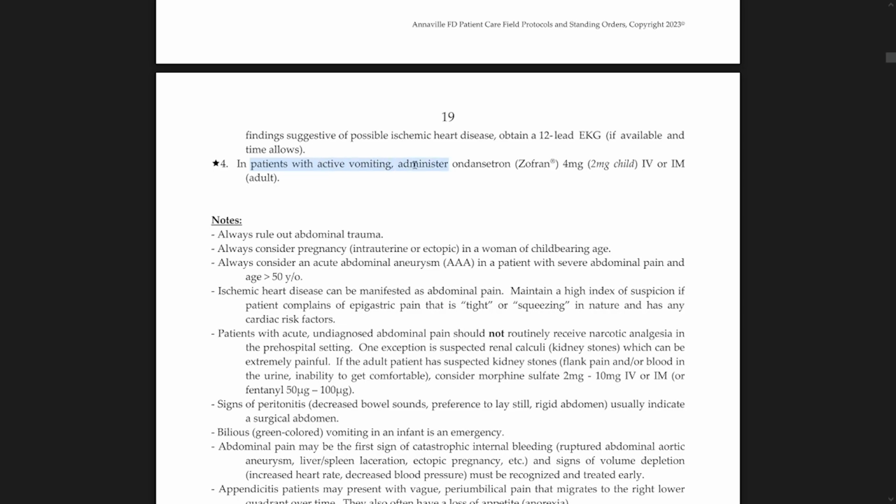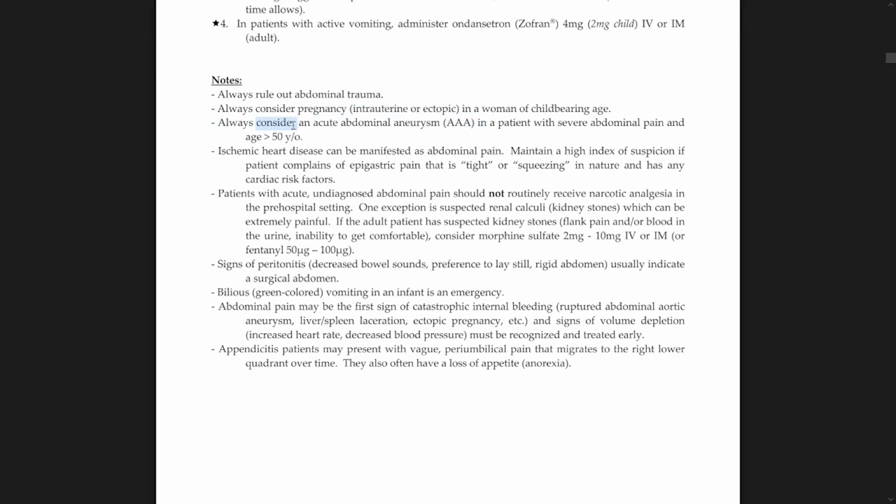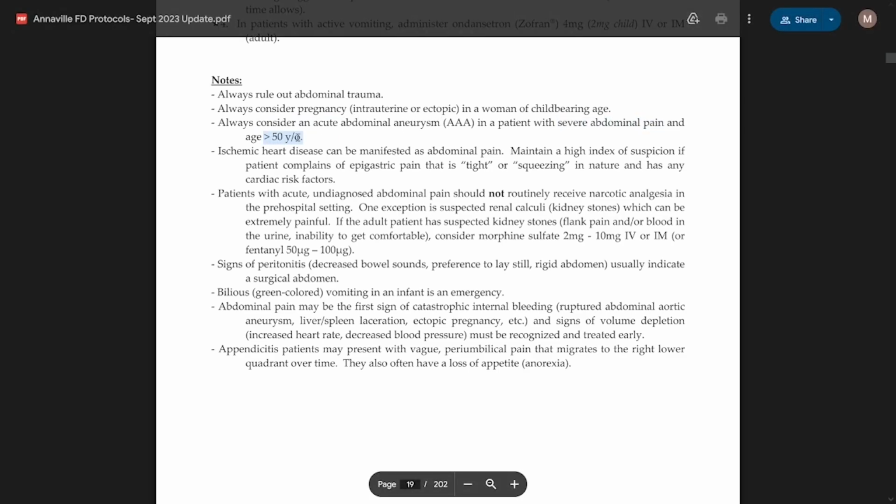For patients with active vomiting, administer ondansetron or Zofran. We want to do that at 4 milligrams, 2 milligrams for a child, either IV or IM. We want to rule out abdominal trauma. We want to consider if the patient's pregnant or not. We do want to consider if somebody's having an acute abdominal aneurysm in a patient with severe abdominal pain and their age is greater than 50 years old.